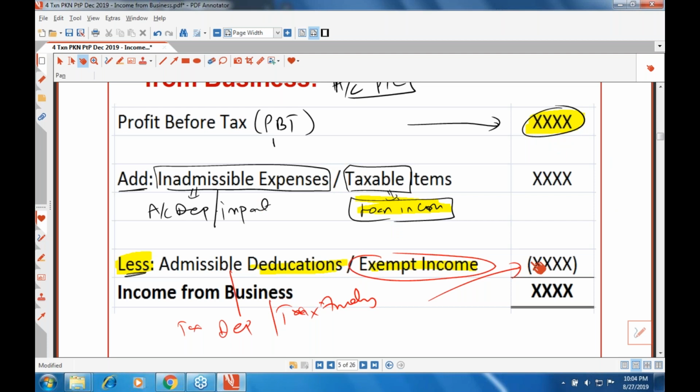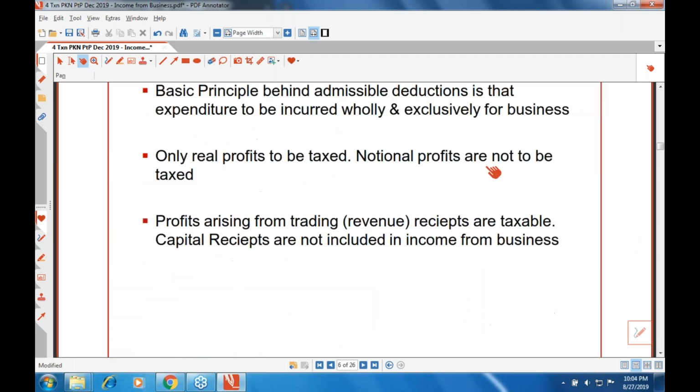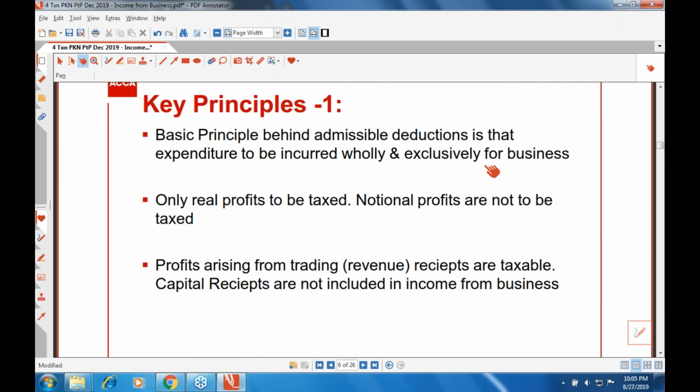Now what next? This is generally a pro forma that you follow when it comes to the computation of income from business. Now let's try to understand what exactly these inadmissible deductions and these admissible deductions are. So let's start discussing it. But that's the general pro forma that is followed for income from business. Now I'm going to talk about a few of the key principles with respect to the income from business. So let's start discussing.